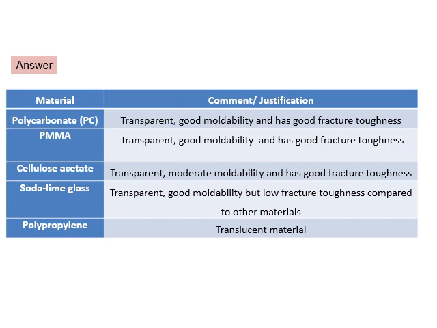Cellulose acetate is transparent and has moderate moldability, because cellulose acetate is quite soft, I think. And then it has good fracture toughness. Soda lime glass is transparent with good moldability, but low fracture toughness, which is brittle. And polypropylene is a translucent material, completely knocked out.